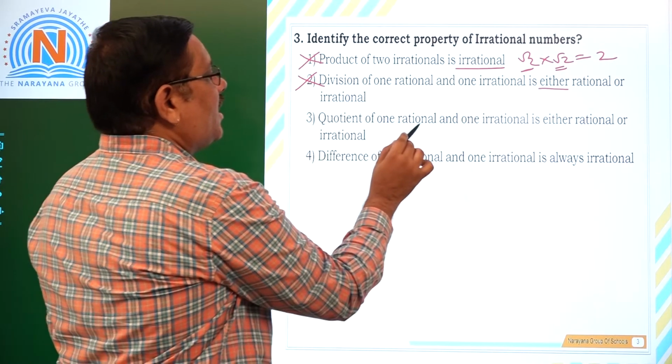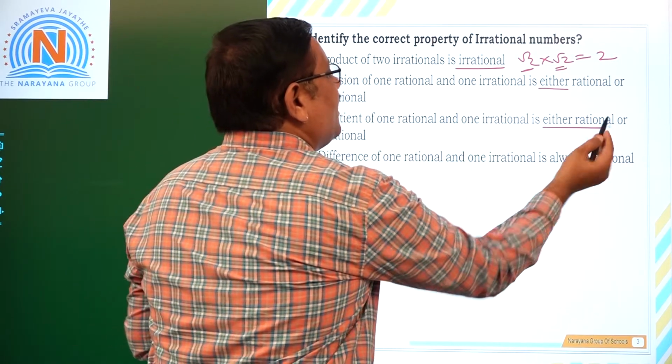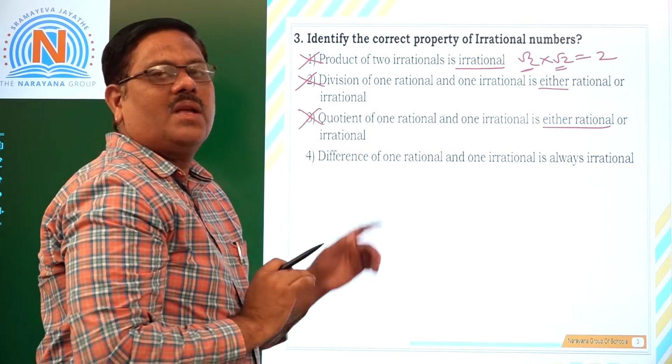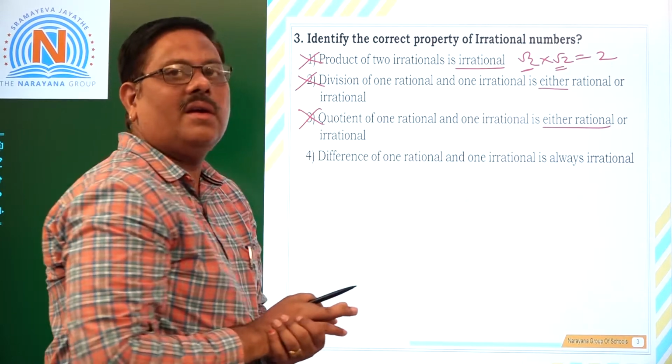Second, the quotient of one rational and one irrational is either rational. Here also it is not valid, because the quotient cannot be rational if you multiply a rational with an irrational.